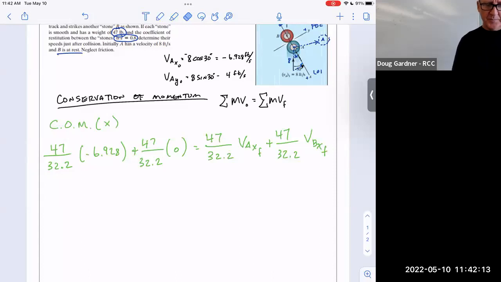Now, is that as simple as just saying, oh, well, then take 80% of 6.928? Let that hang for just a minute. Think about that. Is it as simple as just saying, sweet, 80% of that?